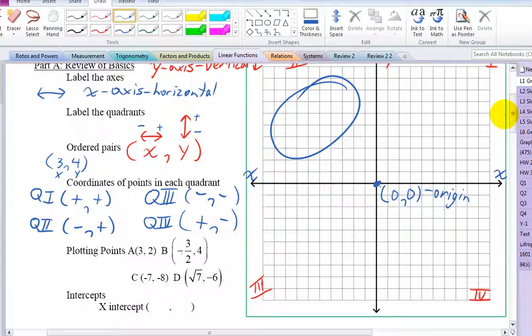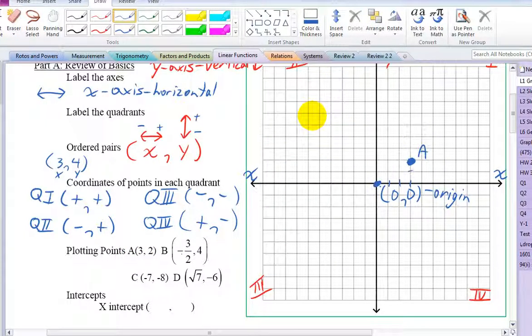Okay, so plotting points, you have to be able to plot a point. Here we have A is 3, 2. So what we do is we start here at the origin. We count right 3 because it's positive 3. And we count up 2 because it's positive 2. And when we stop, we put a point. And we label it with the letter A. So that there is point A, 3, 2.